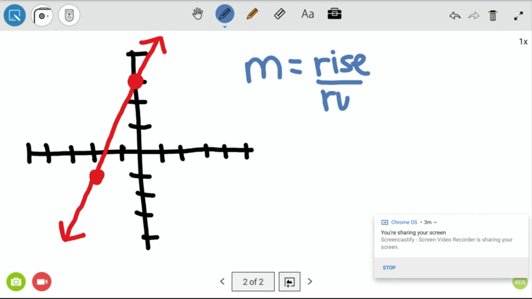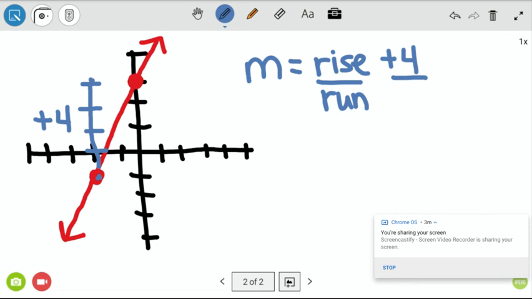Whenever we talk about rise, I always count left to right. We count like we're reading a book. So we will start over here at (-2, -1). We want to figure out how many units I go up. I went up 1, 2, 3, 4 units, and since I went up, that is a positive direction. So that is a +4.